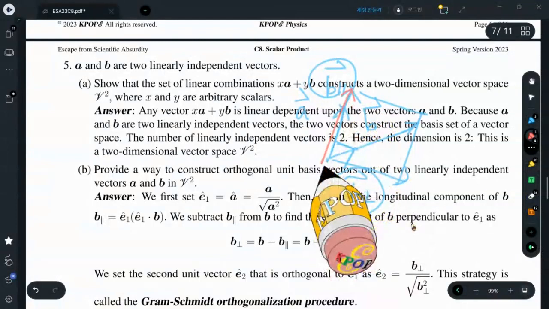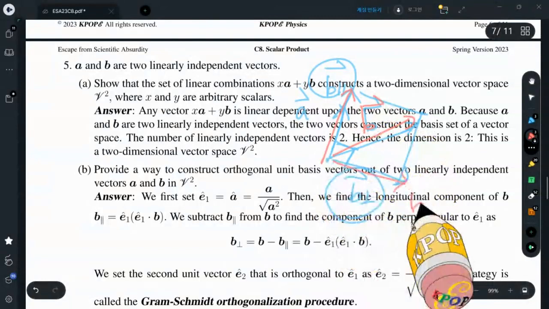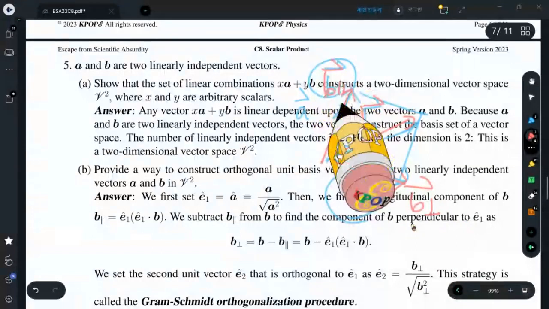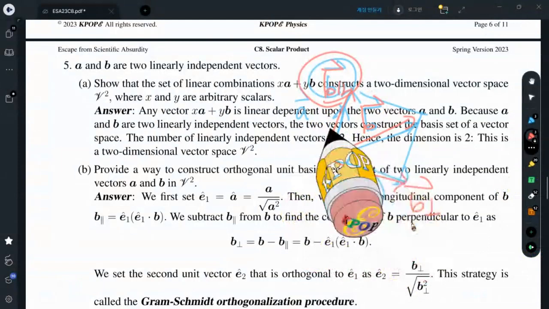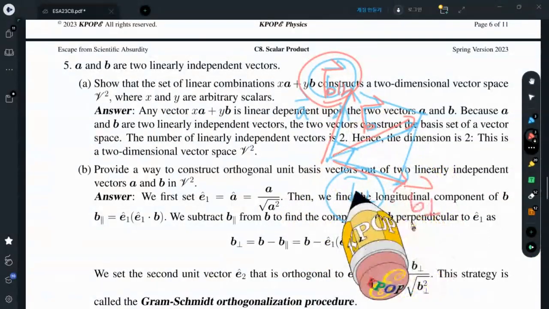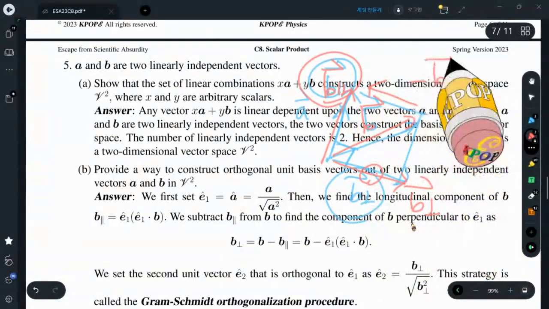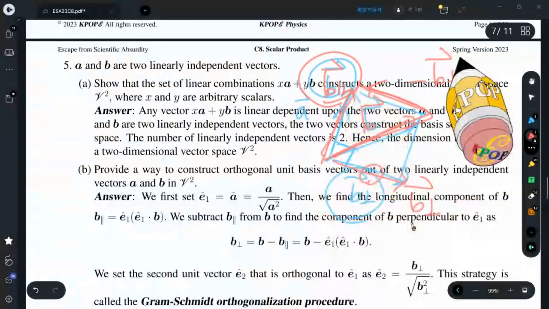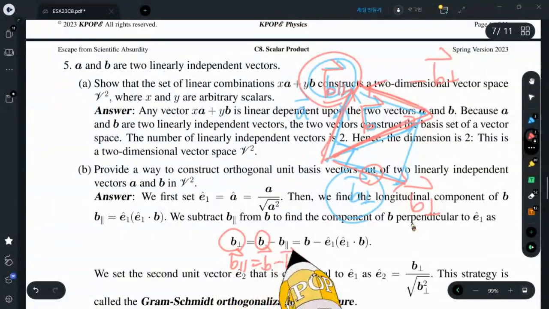how can I obtain this vector? This is B. This is B perp. If I want to obtain this guy, how can I obtain this? I need to flip this direction. Flip this direction, so minus B perp. So this one is the same as this. In this manner, B perp is B minus B parallel, and B parallel is B minus B perp.